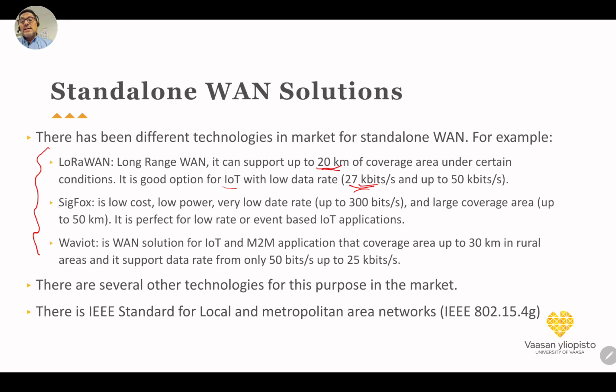And also we have this signal fox or Sigfox, and it is low cost, low power, a very low data rate. Actually the data rates can be only 3 bits per second, but it can cover a very large area up to 50 kilometers, and it is perfect for low rate and event based IoT applications.